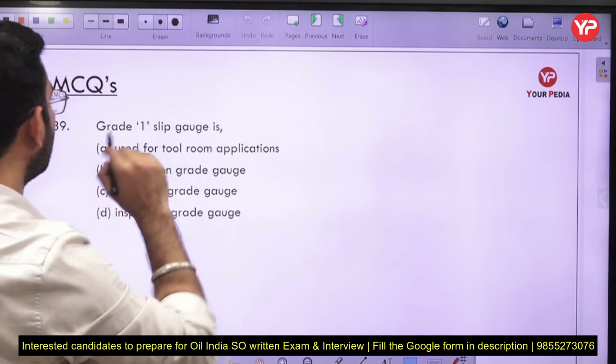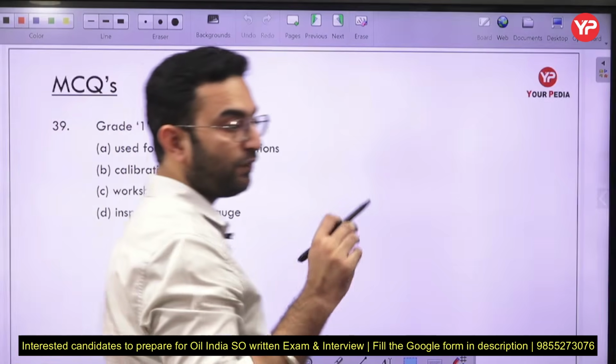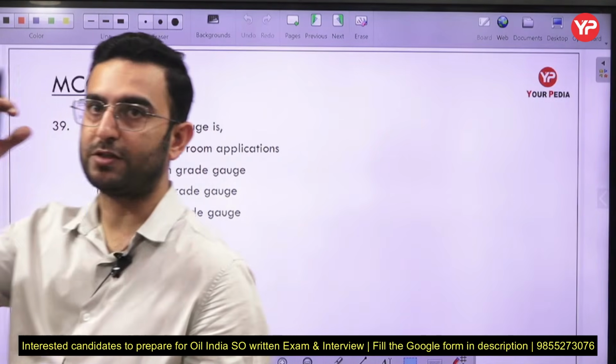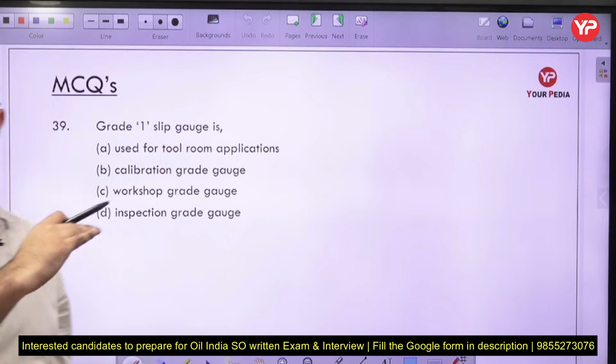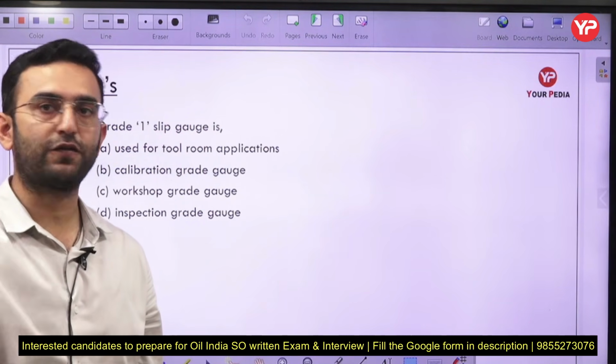Next, grade 1 slip gauge is used for the tool room application, calibration grade, workshop grade. Now just see, we have different types of slip gauges here, which have different grades like grade 00, grade 0, grade 1, grade 2, etc. All of these different grades have specific functions here.